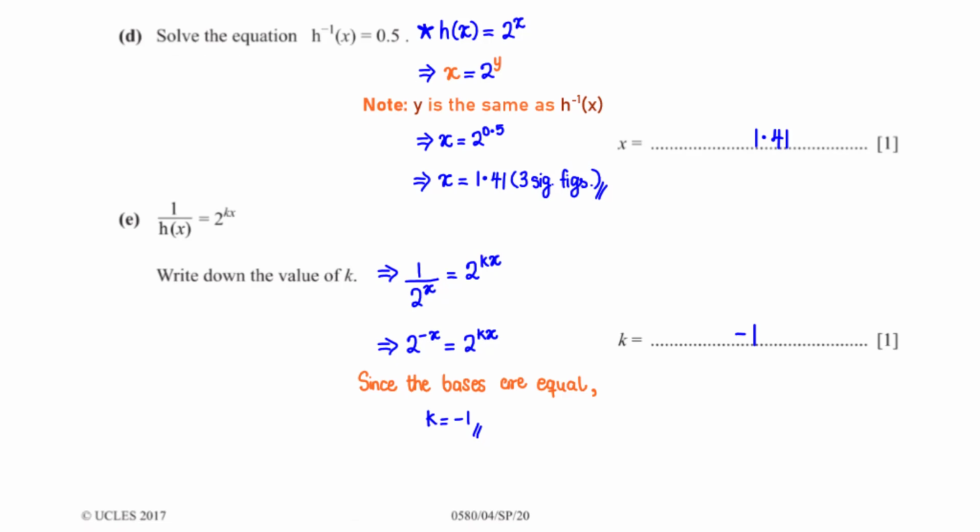1 over h of x equals 2 raised to the power kx. Write down the value of k. H of x is 2 raised to the power x, so we can rewrite the equation as 1 over 2 raised to the power x equals 2 raised to the power kx. 1 over 2 raised to the power x is the same as 2 raised to the power negative x. Now that the bases on both sides of the equation are equal, then the powers should also be equal. This means k equals negative 1.